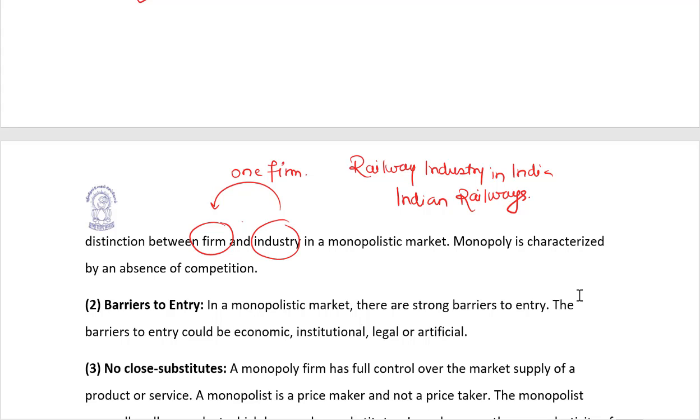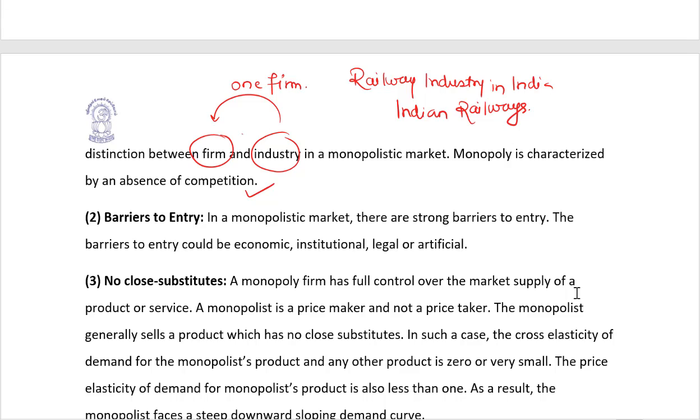So monopoly is characterized by the absence of competition in the market because there is no close substitute available. No close substitute available. I believe you understood.